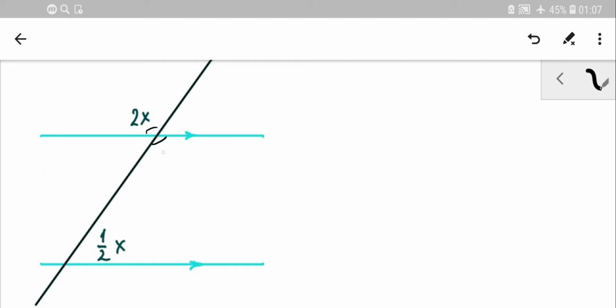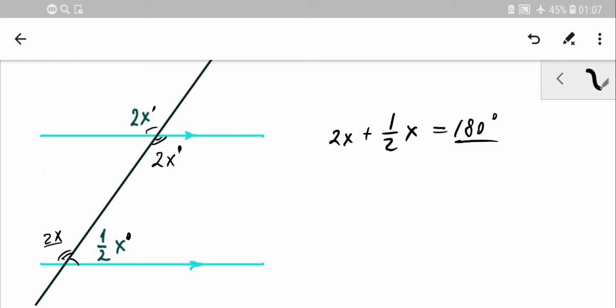Let's consider two vertically opposite angles. They should be the same, so that's why it's also 2x degrees. And what about 2x and 1 over 2x? 2x plus 1 over 2x should be 180, because if you consider alternate angles, that's also 2x. And in total, if you add 2x and 1 over 2x, you'll get 180, because if you add them up, you'll get 180 on an open angle.